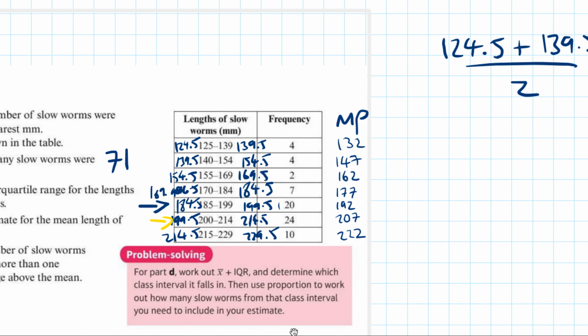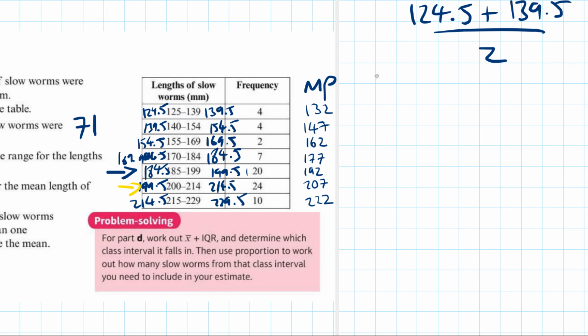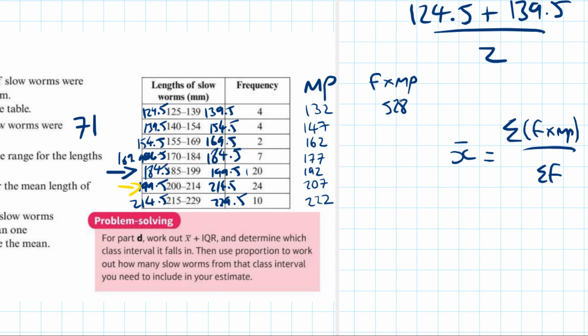From here, we then do the following. We do the frequency times the midpoint. So remember, the mean is equal to the sum of the frequency times the midpoint divided by the sum of the frequency. So the frequency times the midpoint is simply going to be the following. 132 times 4, which is 528. Then 147 times 4, which is 588. Then 162 times 2, which is 324.